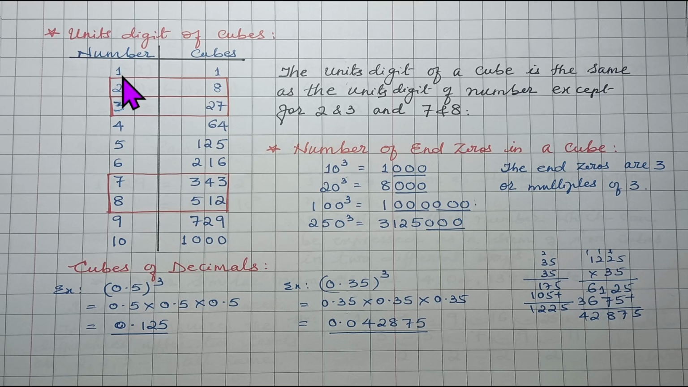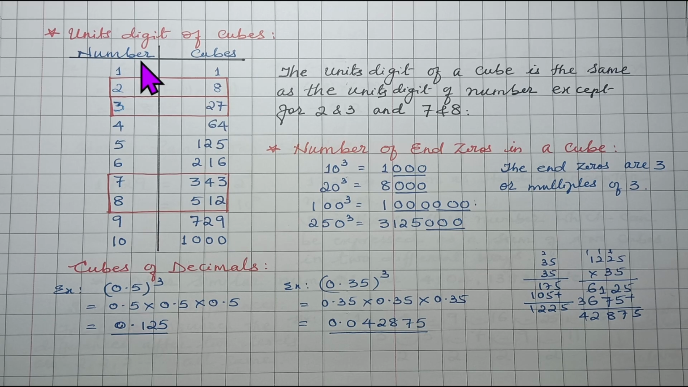Now please check the digits in the units place here. The digit in the units place of the number is 1, in the cube also it is 1. And if the digit in the units place is 2 in a number, the cube has 8 as the digit in the units place. If it is 3, it is 7. If it is 4, it is 4. If it is 5, it is 5. If it is 6, it is 6. If it is 7, it becomes 3. 8 becomes 2. 9 remains 9, and 0 remains 0.